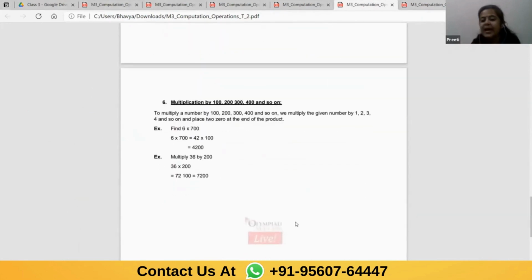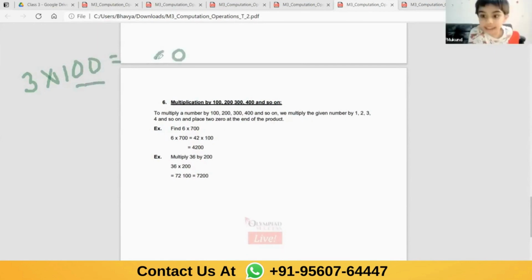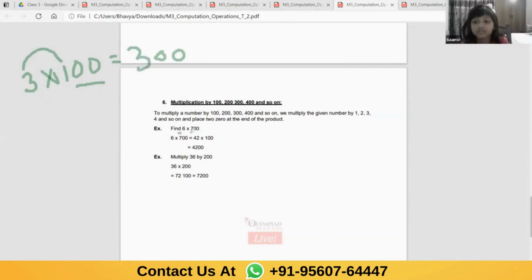Now comes another thing. When I have to multiply any number with 100 or hundreds, if I have to multiply 3 with 100, these two zeros will go at ones place and tens place. Multiply this 3 with 1. So I get 3, and the answer becomes 300.